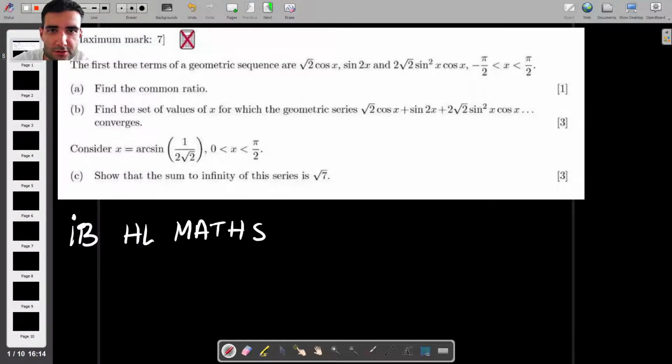Here's an interesting question which combines geometric progressions with trigonometry. This is a question that was given to students who sat the IB high-level maths exam.